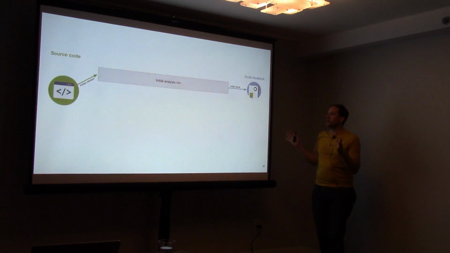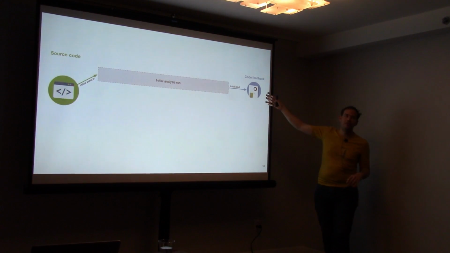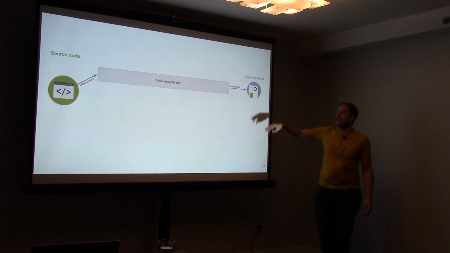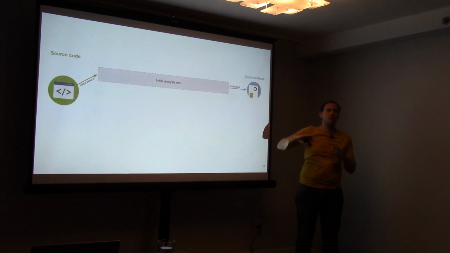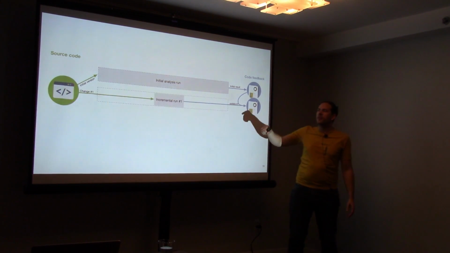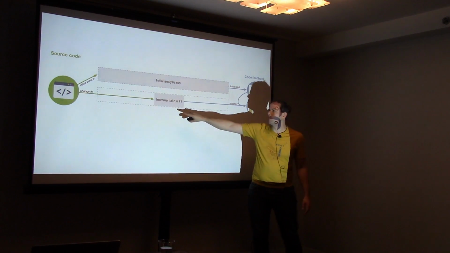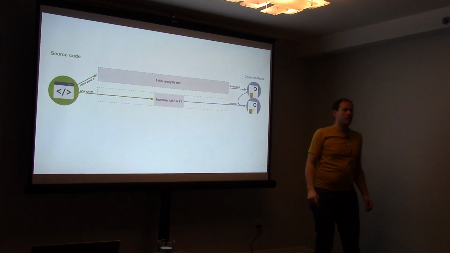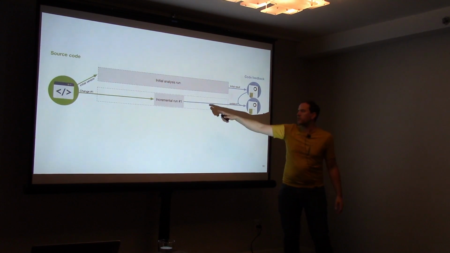All right, so let's take a look at how this might work. We have the source code on the left, and we have the feedback we want to produce on the right. Initially, we have to do a full analysis run. We haven't seen any of the code before, so we just do a full analysis run. It's going to take quite some time. But every change the developer makes from now on will only lead to a small incremental run. So rather than doing the full initial run again and again, we only do this incremental run.